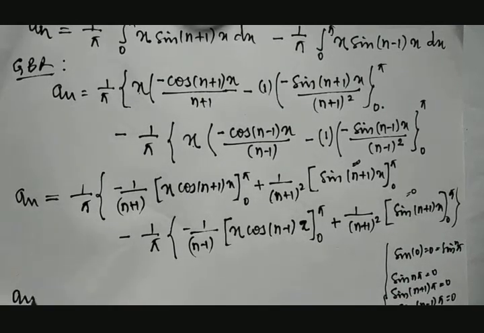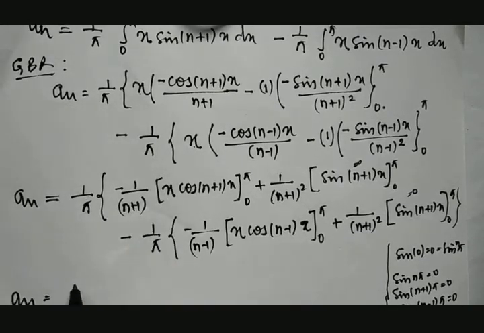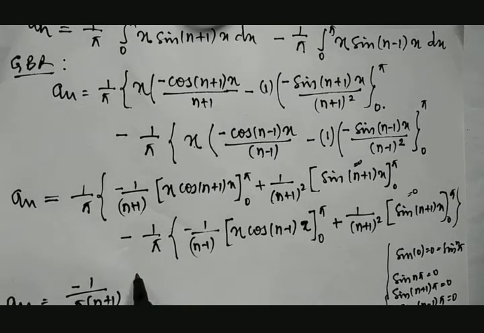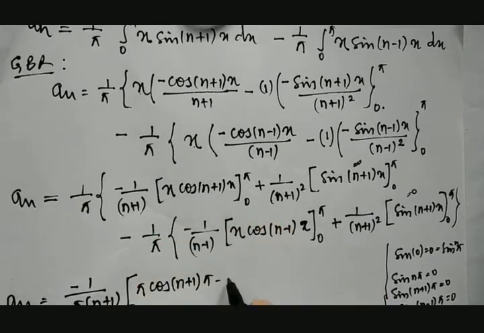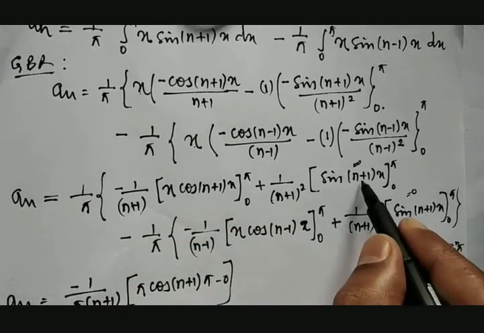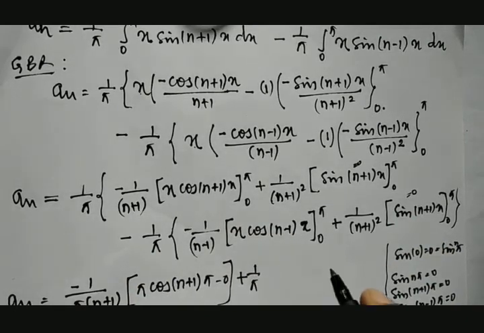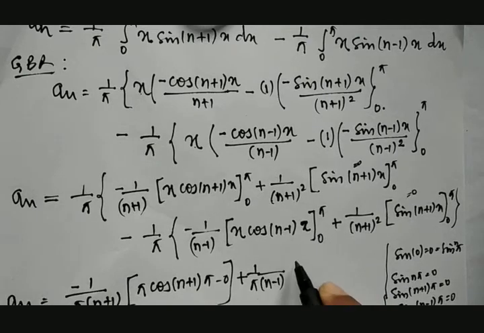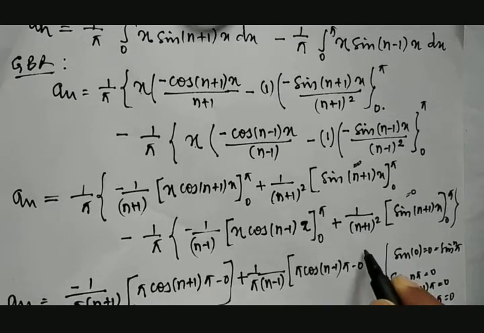Therefore, we will be getting a_n is equal to, you can see here the first term, which is minus 1 divided by pi into (n plus 1). Substitute upper limit, it becomes pi into cos (n plus 1) pi minus 0 into anything is 0. This is gone, this is 0. Then minus of minus, it will be plus 1 divided by pi into (n minus 1) into, again upper limit is pi into cos of (n minus 1) pi minus 0 into anything will be 0.